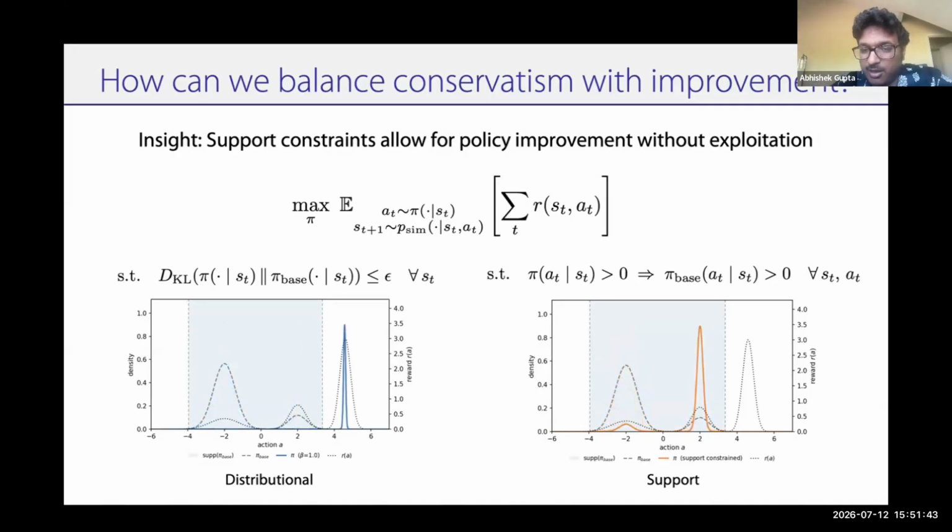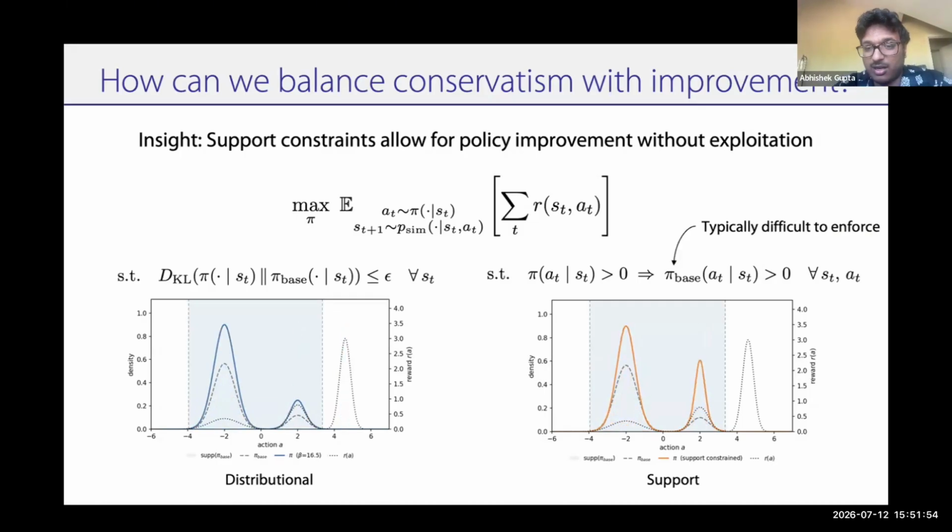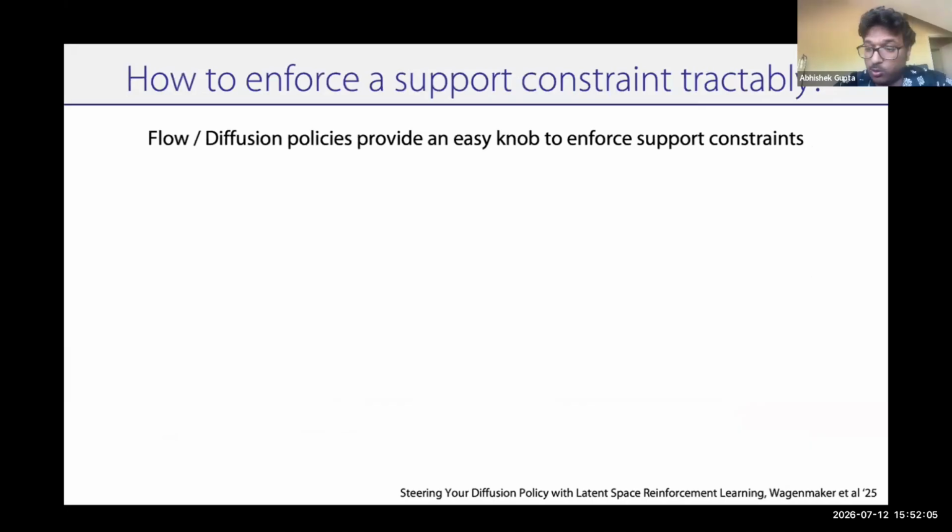Right? So the nice part here is that you don't have to worry about getting the distributions exactly the same. You can sharpen anywhere within the support, but it's often quite hard to enforce this constraint. So a support constraint allows your policy to change more, but it's hard to enforce. And so you have to do all of these fancy kernel tricks and so on to enforce them, right? But what we're going to try and do is enforce a support constraint, and that's going to make our life easier, right? So when we have flow and diffusion policies, the nice thing is that they offer us a knob to easily enforce these support constraints, right?